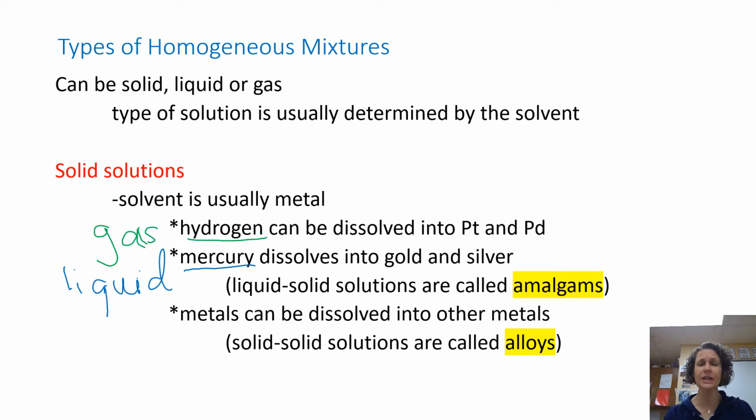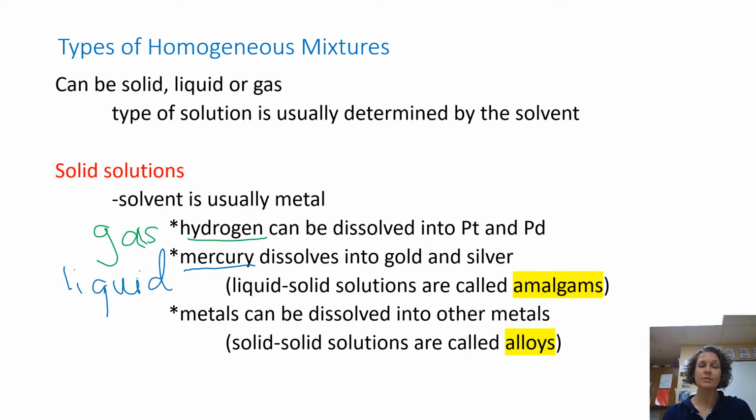If you've ever had a filling in your teeth, if you had a cavity, a lot of times they call them amalgams. They don't use mercury anymore. They used to have mercury fillings, but then they found out all the bad stuff about mercury. But mercury can dissolve into other solids.